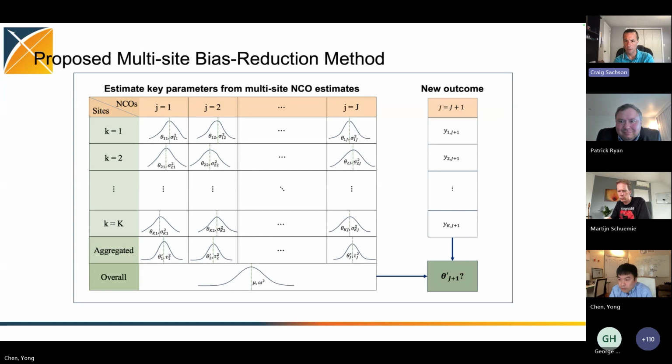Great, thank you. There was a question in the chat. I know some people don't see the chat, so I'm going to ask you, Martijn, to answer. Will the EvidenceSynthesis R package help with NCO pairs p-value adjustment?